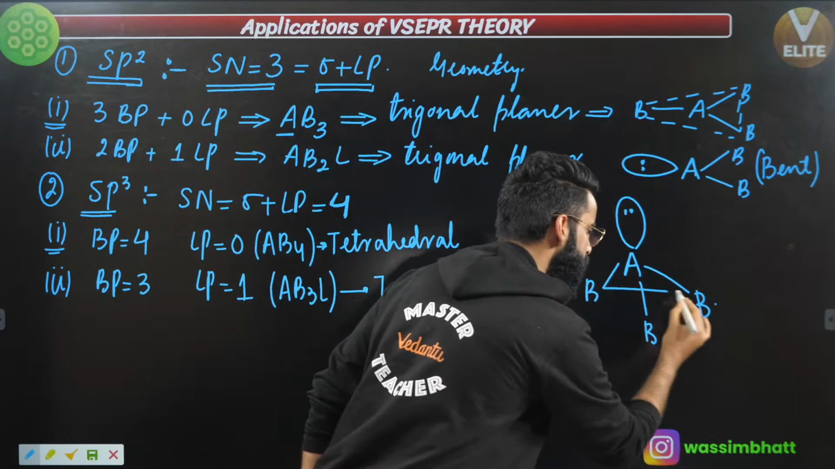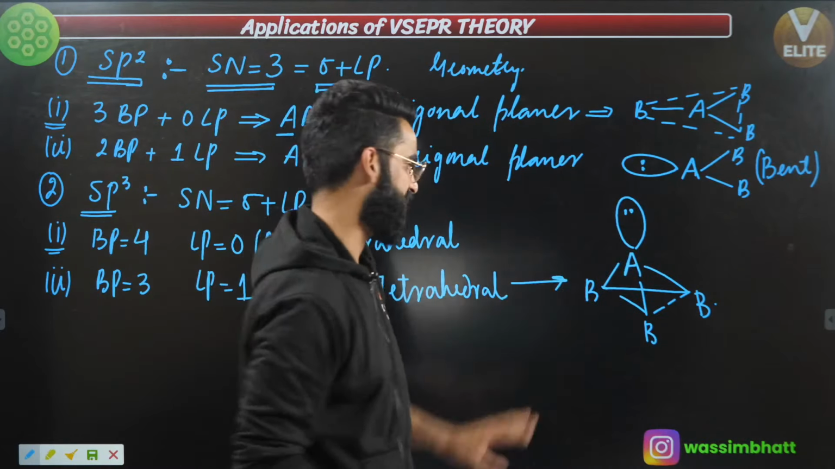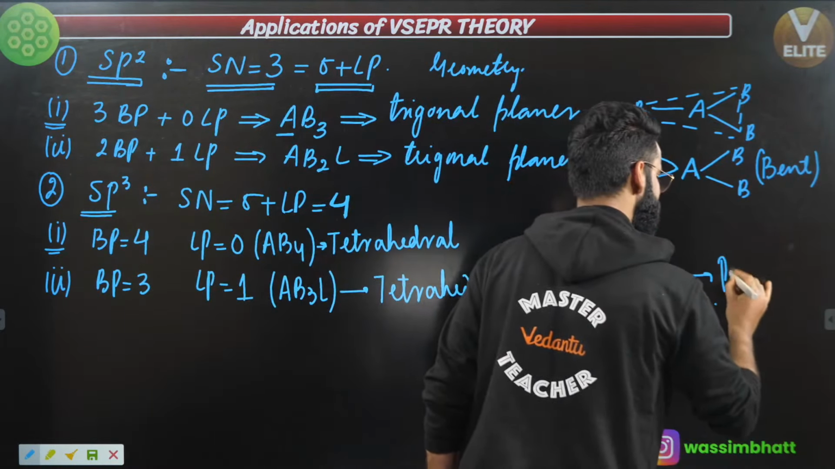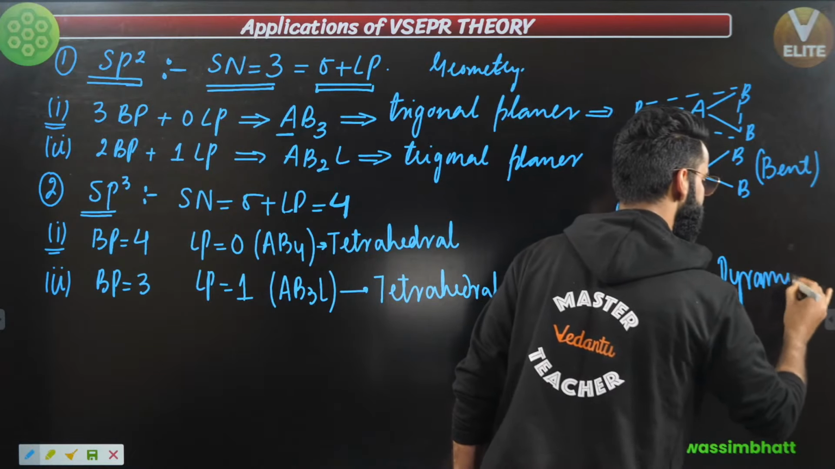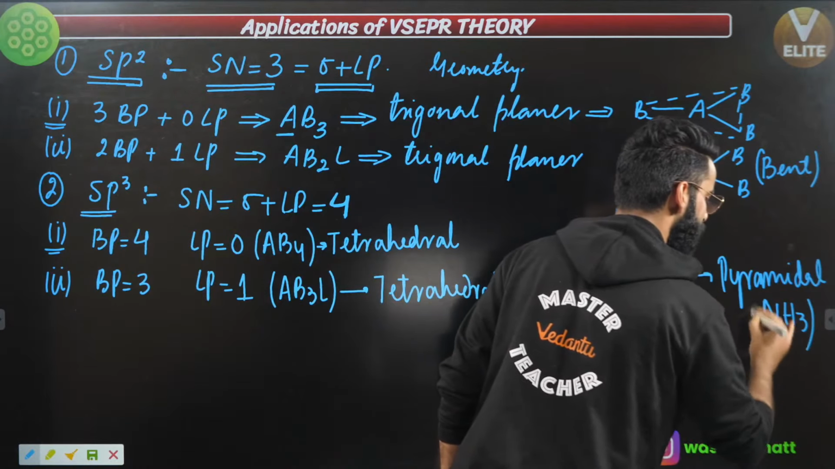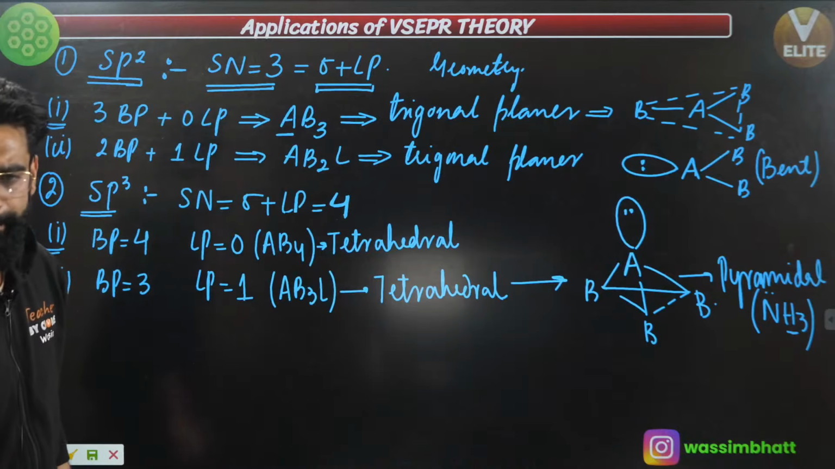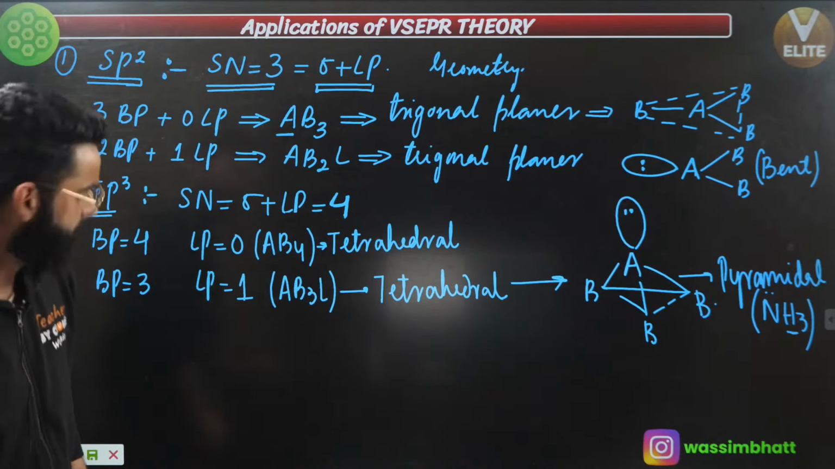If you join these two, if you join like this, it is going to be a pyramidal shape, right? So it is basically a pyramidal shape right here, as in case of your NH3, right? In case of NH3, you have got 3 bond pairs and 1 lone pair. I'm sure this is clear till here, yeah? Just Karthik, wait for it, yeah?